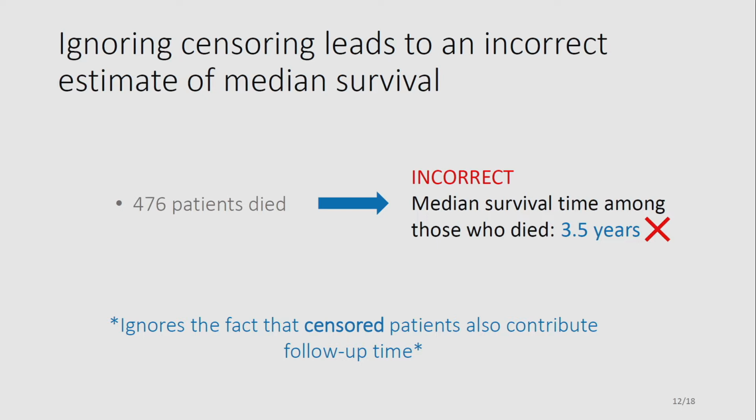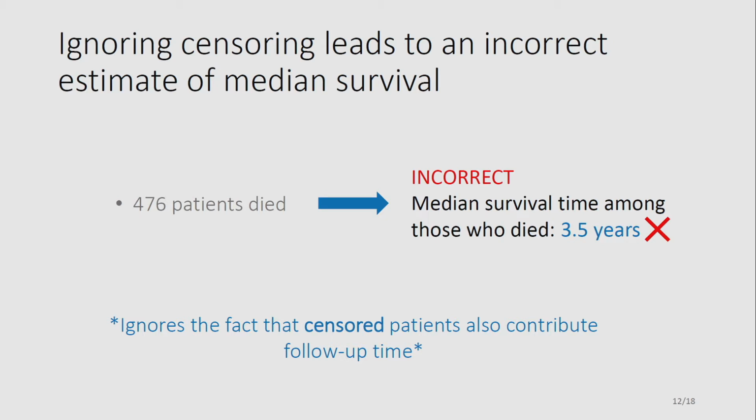Now you can see that as a severe underestimate of the 12.7 years that we get when we analyze this correctly. And so making these kinds of mistakes in your data can have bad consequences in terms of communicating this information to patients. This occurs because this calculation ignores the fact that censored patients also contribute follow-up time, right? If a patient was censored at 10 years, we don't just throw out their data and say it doesn't tell us anything about median survival time. You might not know how long it was until that patient died, but you know that they lived for 10 years. And so that information has to contribute to your estimate of this median survival time.